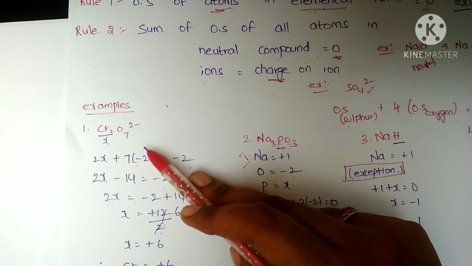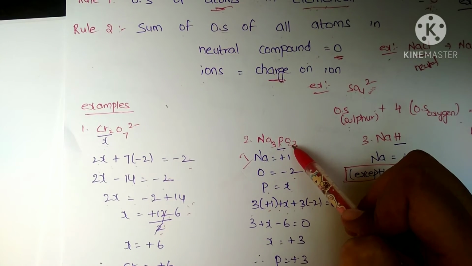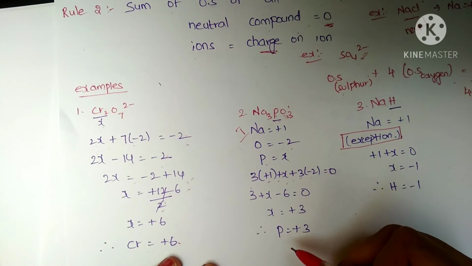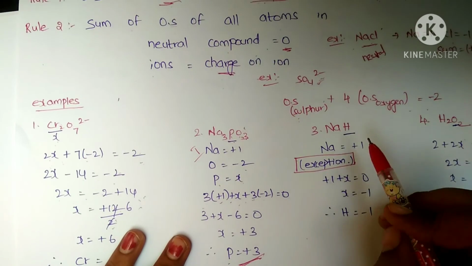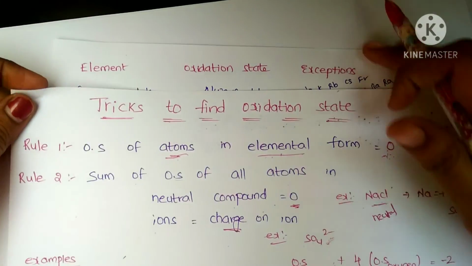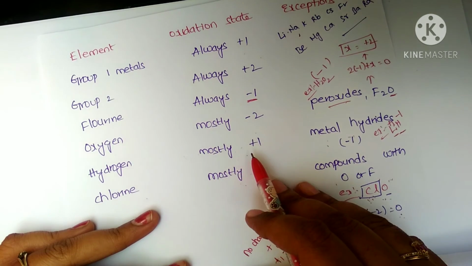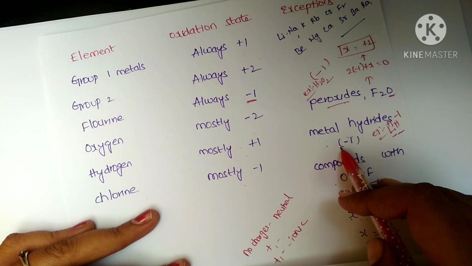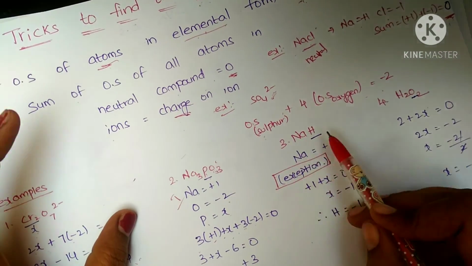The previous one is an example for an ionic compound, because the -2 charge is there. And this is an example for a neutral compound, because no plus and no minus are there. If you do the sum, we will get the phosphorus oxidation state as +3. Next, NaH, which is an example for a metal hydride, as we already discussed. In the tabular column you can see hydrogen is in general +1, but whenever it appears in the form of metal hydrides, the hydrogen oxidation state will be -1. Same concept here, you can take NaH.